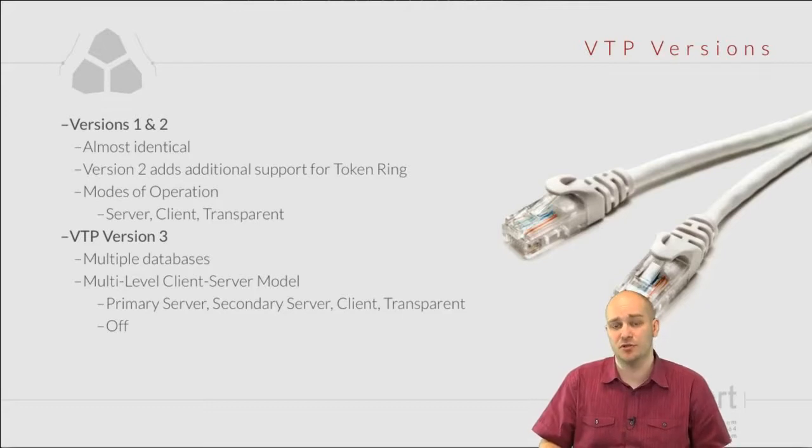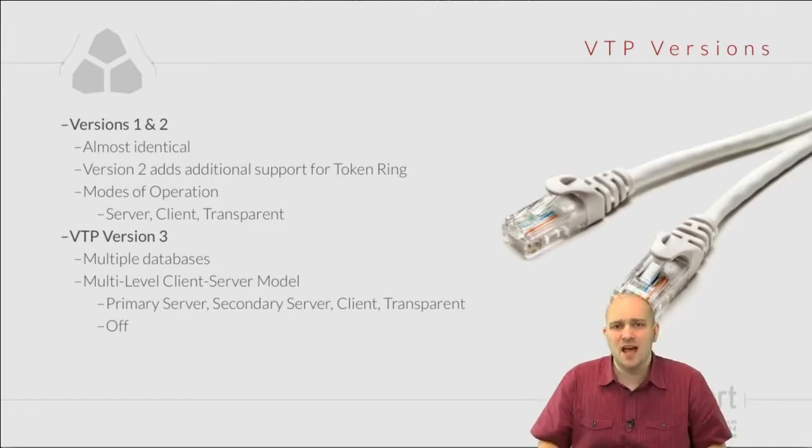Also, what VTP version 3 does is it supports a multi-level client-server architecture. That means that not only do we have servers and clients, we have primary servers, secondary servers, we can have clients, and also we can have transparent VTP switches. Unlike versions 1 and 2, on the switches that support VTP version 3, we can actually turn off VTP completely. But all this is fine.